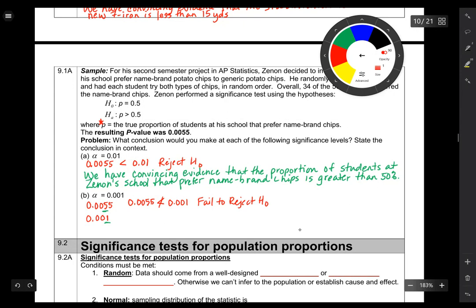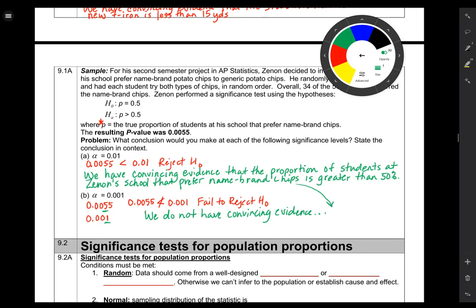And your conclusion would be, we do not have convincing evidence, and all the rest of the stuff I'm not going to rewrite, that the proportion of students at Zenon's school that prefer name brand chips is greater than 50%. And so that really covers how to write hypotheses and how to interpret p-values.